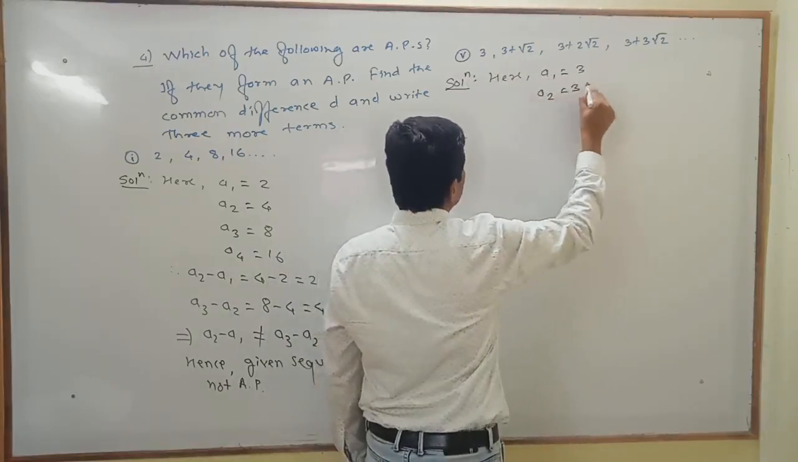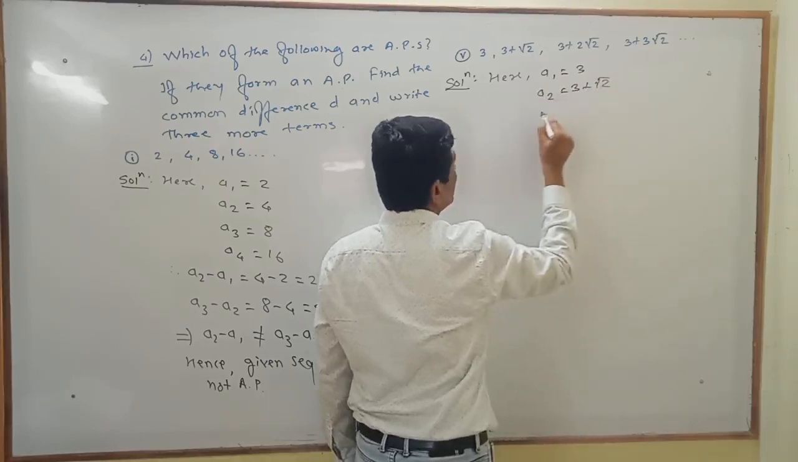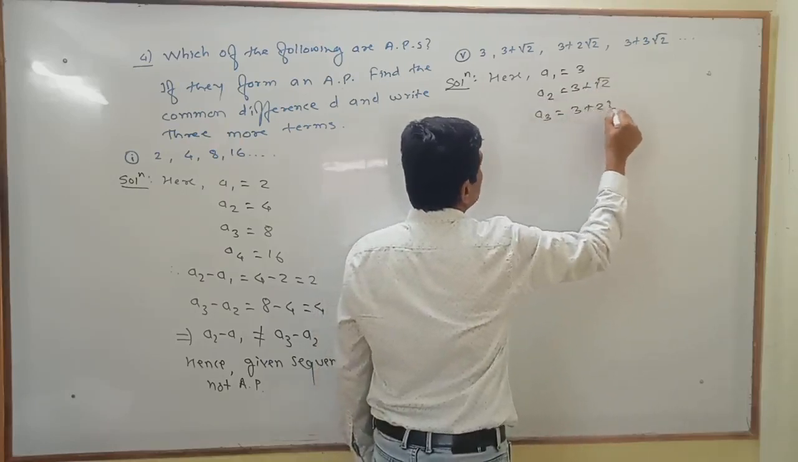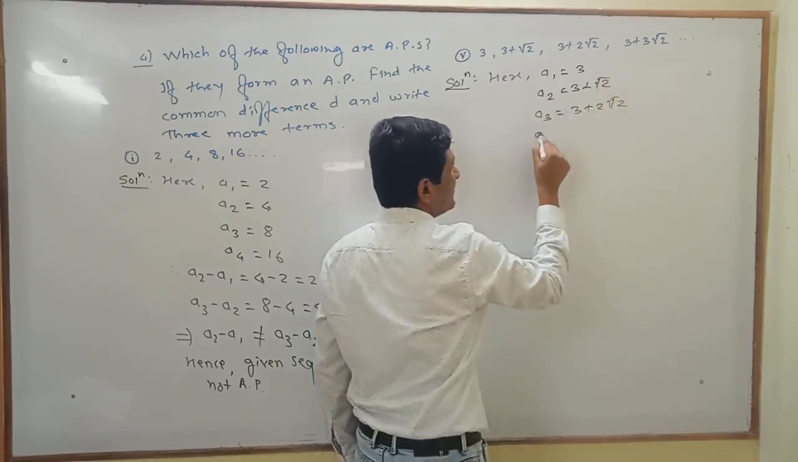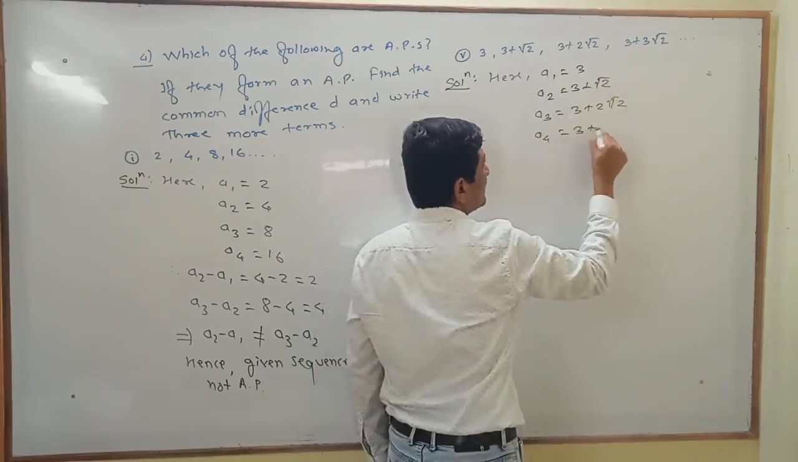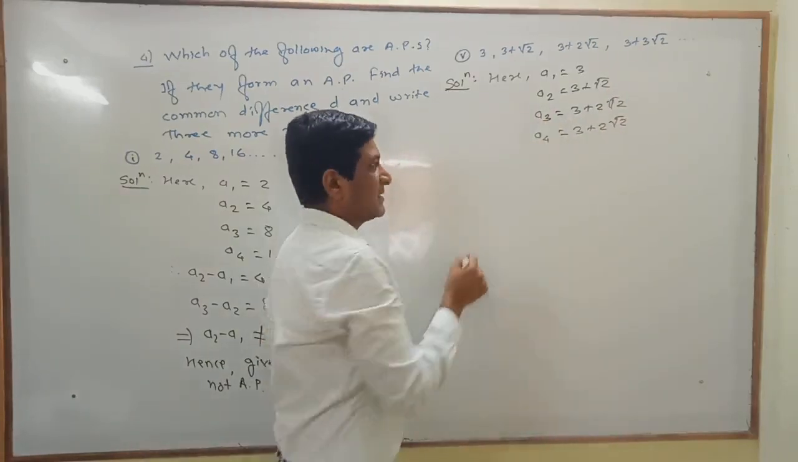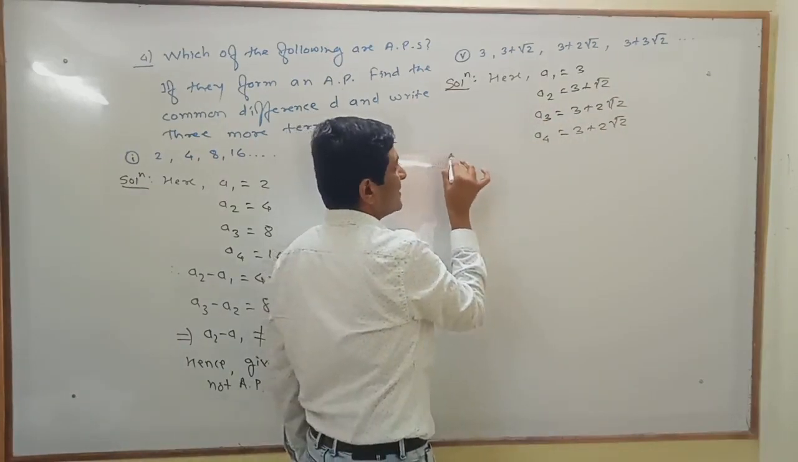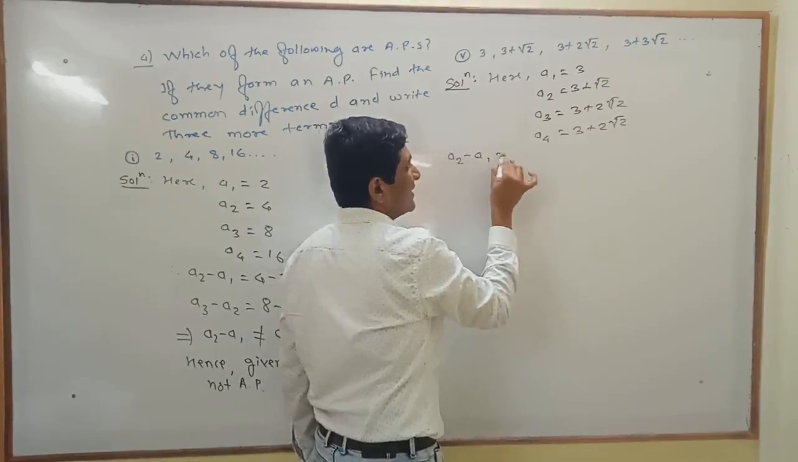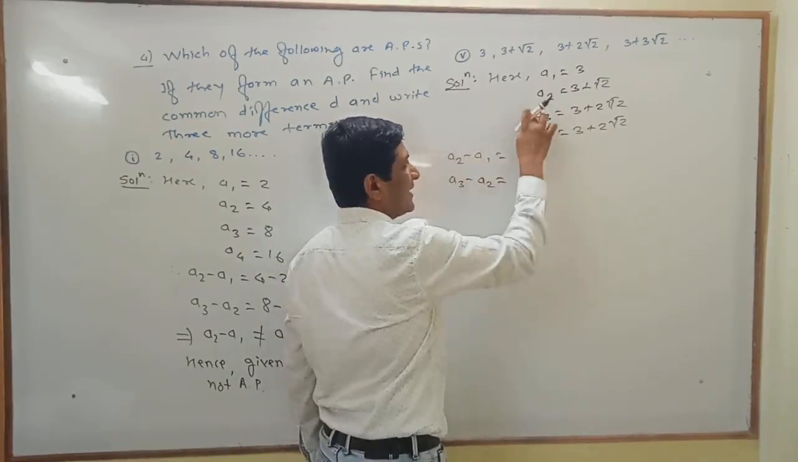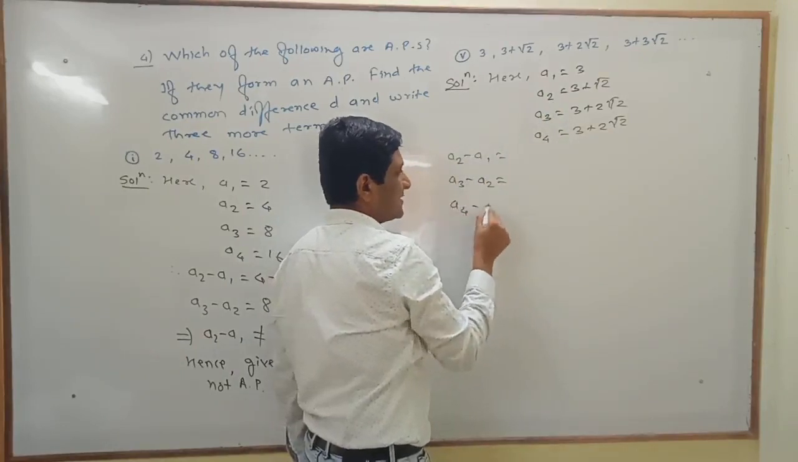A2 is equal to 3 plus root 2. A3 is equal to 3 plus 2 root 2. And A4 is equal to 3 plus 3 root 2. So 4 terms are given to us. Now we are finding the difference of A2 minus A1, then A3 minus A2, and then A4 minus A3.